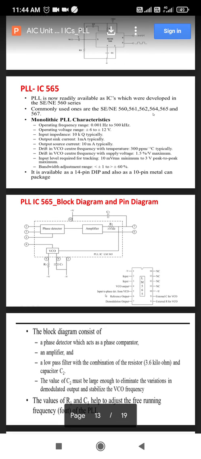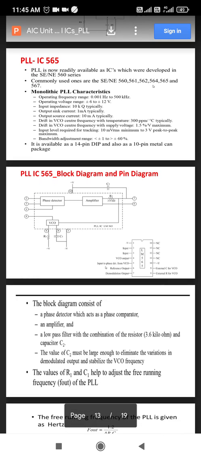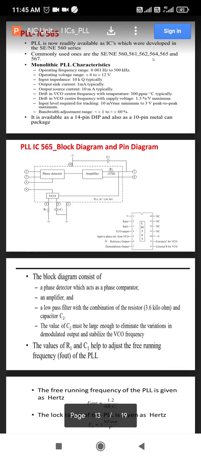Today we are going to complete this PLL part, and after that only one IC is remaining, the function generator IC 8038. That part we can complete in the next lecture, but today we are going to complete PLL IC 565. So we can start the next point. The pin diagram we have completed.